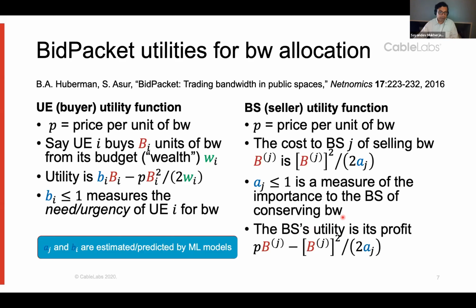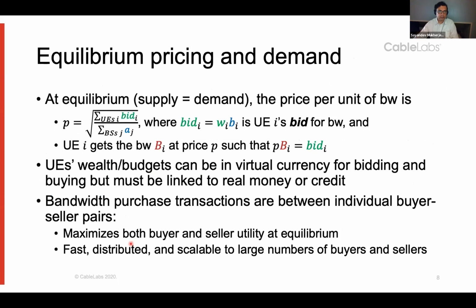It may be more profitable for the base station to hang on to the bandwidth, not sell it now, and sell it later at an even higher price when perhaps there is congestion in the network and bandwidth is in greater demand. So these aspects are modeled by, like I said, the parameters A and B. But A and B will have to be estimated or predicted by the machine learning models. I will go into a little more detail as to exactly why we need machine learning models for this. But for now, let's continue with the analysis of the market-based modeling.